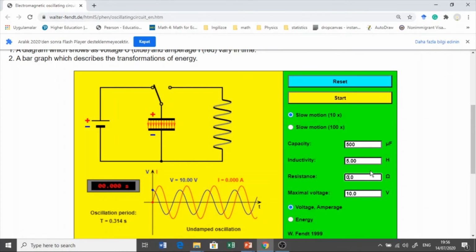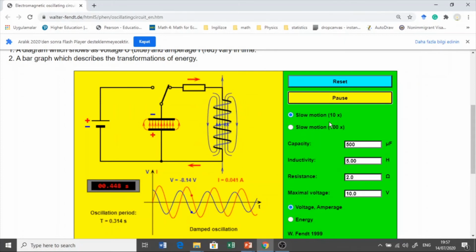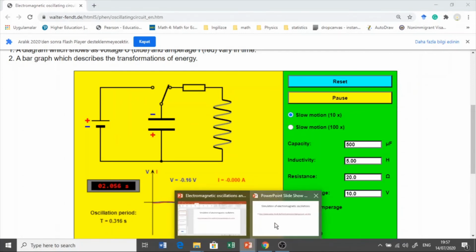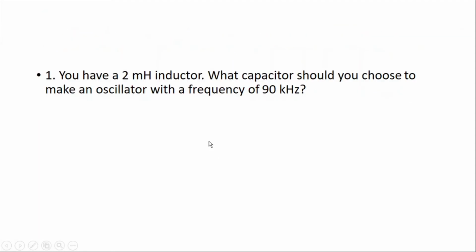Let's include, for example, a 20 ohm resistor to the circuit and see the oscillation. Now in this case, I'm sorry, this resistor is a very low resistor, 2 ohm. Let's make it 20 ohms. And in this case, as you see, the amplitude is changing with the time. It is decreasing with the time, and energy is lost in the resistor as heat. There is still oscillation in the circuit, but the amplitude decreases with the time, and eventually it's going to be equal to 0. So let's return to our presentation, and let's continue with solving 3 examples.